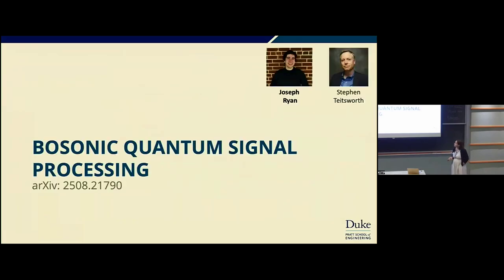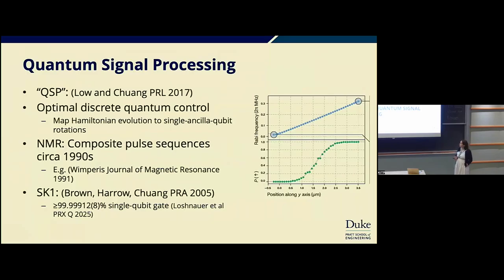Okay, so that's the qubit readout. So next I'll talk about reading out bosons. And so, the fancy words for this maybe, bosonic quantum signal processing is the idea. And the lead student on this is my student Joseph Bryan, and then our collaborator at Duke on the theory side is Stephen Teichsworth.